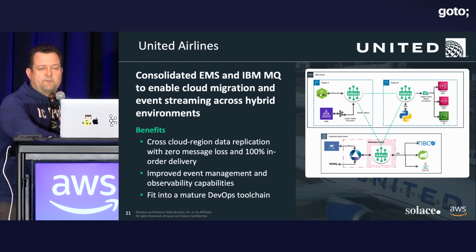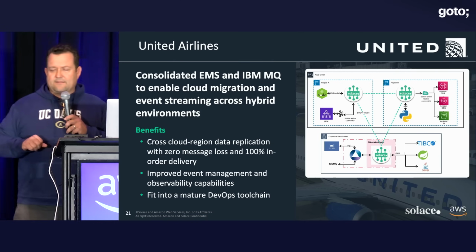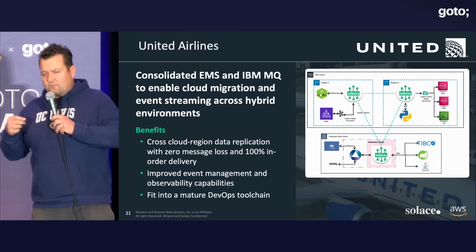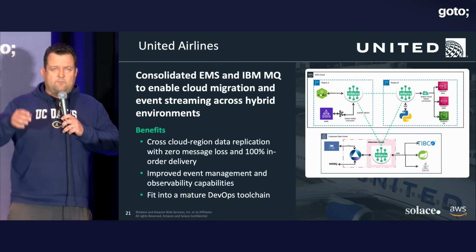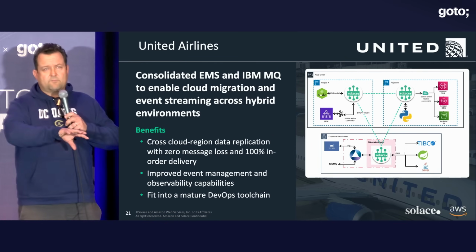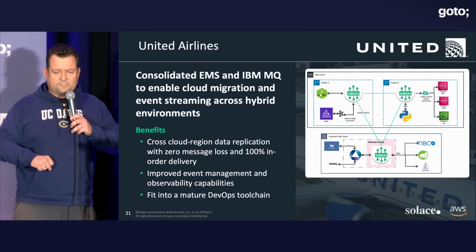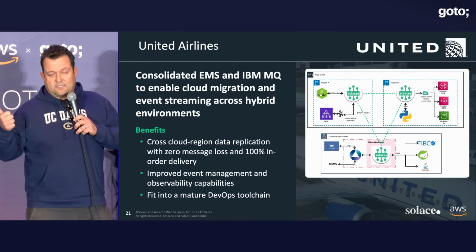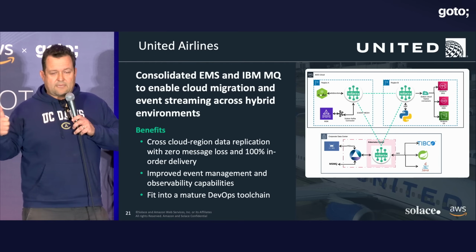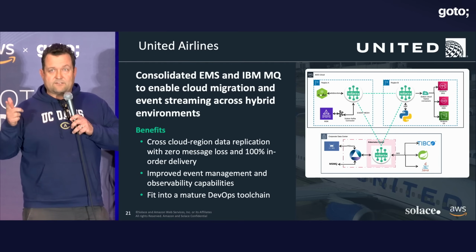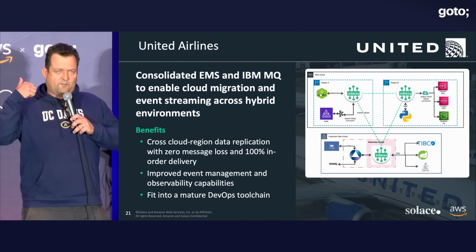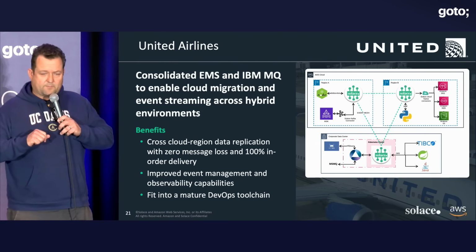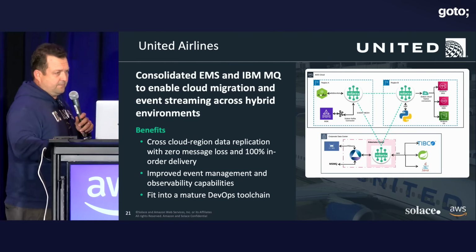And as I mentioned, they picked Solace, and the initial POC was a baggage claim POC. Three regions were involved on premises, and then two AWS cloud regions. And they're seeing great success with this today. They're getting cross-cloud region data replication, again with 100% in-order delivery and zero data loss. They're seeing improvements around management and observability, right, and it even fits into their DevOps toolchain. So big success there.